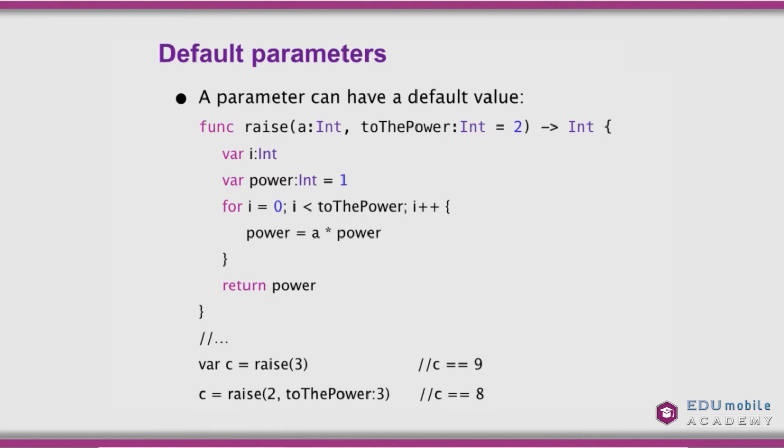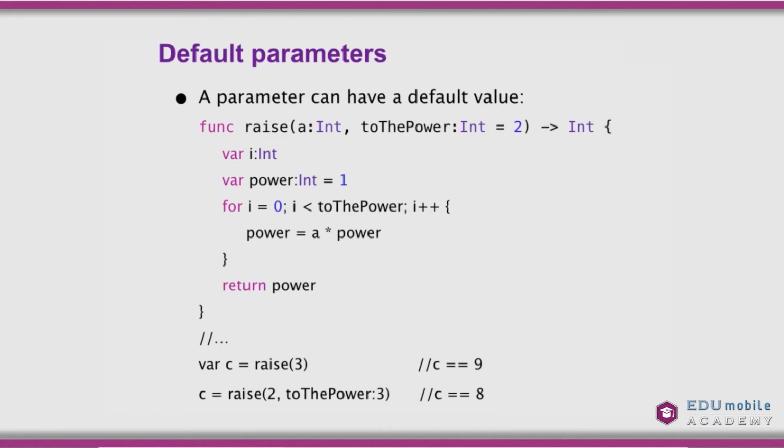We can also have, in Swift, default values for parameters. So any parameter in our parameter list can have a default value. Now, for reasons that I'll discuss a little bit later, it's better to have these default parameters at the end of the list, but it's not required. So it just, well, it helps. So function raise, and here the idea is we're going to raise an integer to a power.